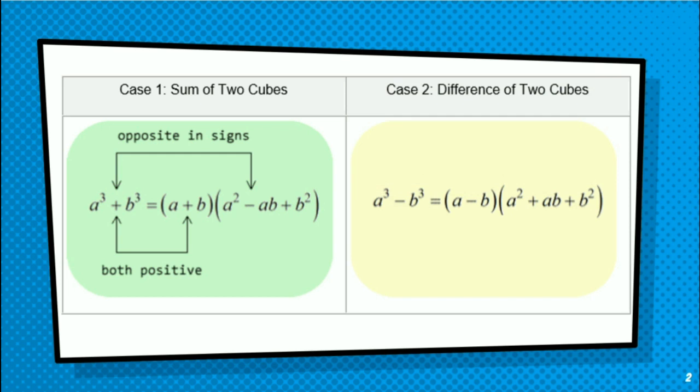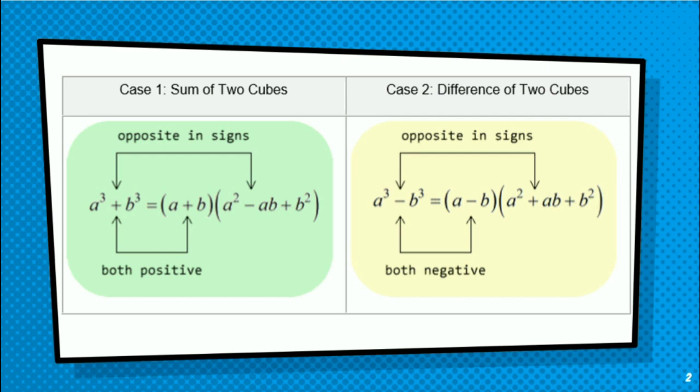For the difference case, the binomial factor on the right side of the equation has a middle sign that is negative. In addition to the difference case, the middle sign of the trinomial factor will always be opposite the middle sign of the given problem. Therefore, it is positive. Let us have some examples about this lesson.